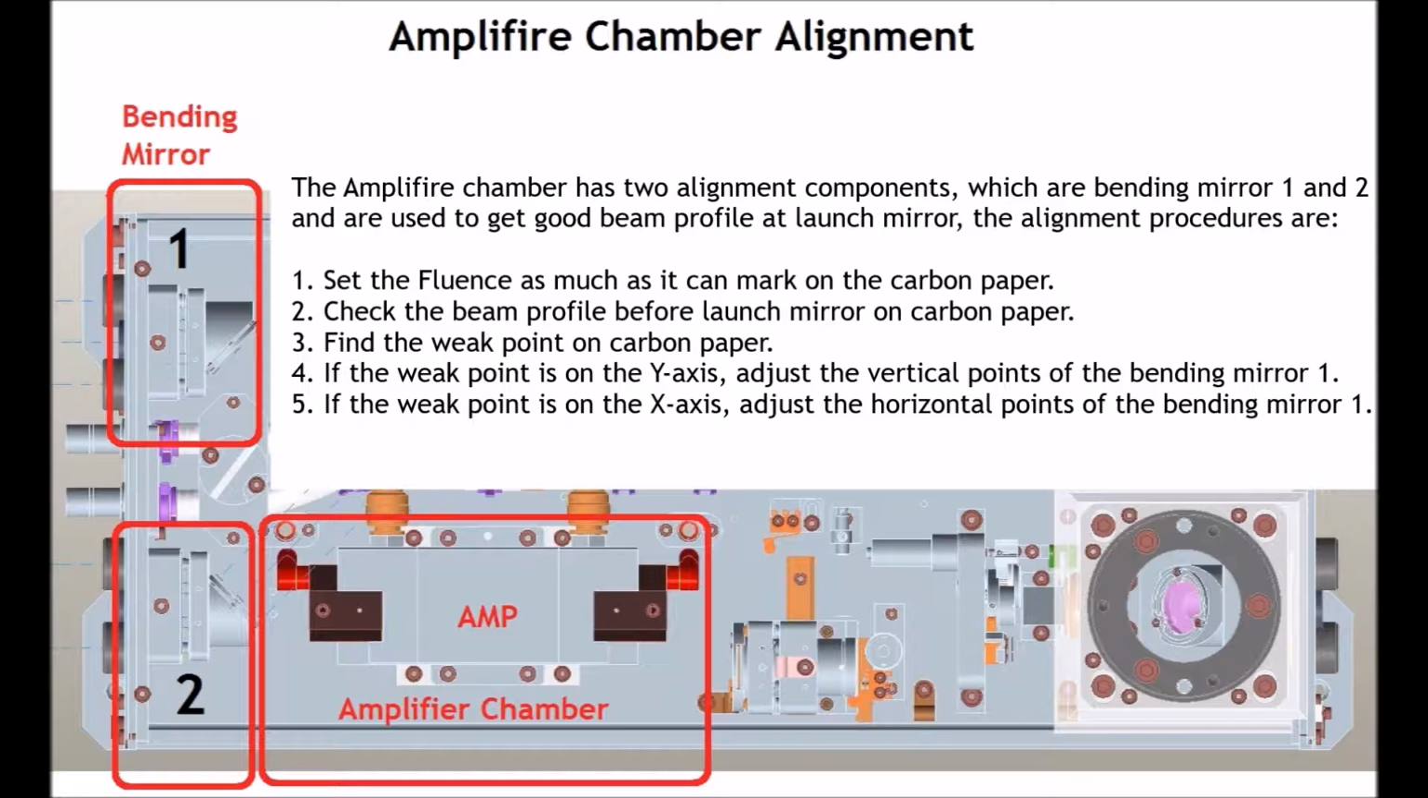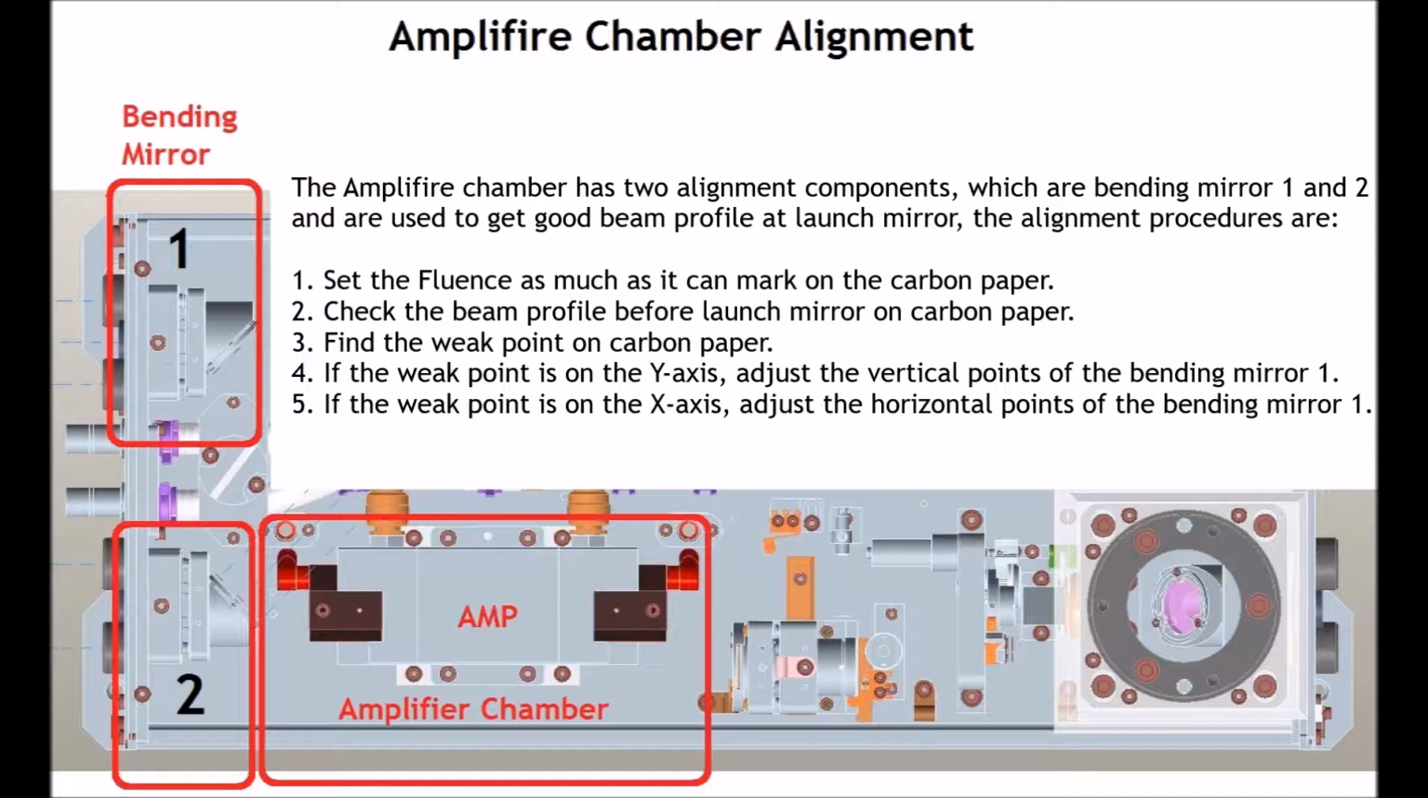2. Check the beam profile before launch mirror on carbon paper. 3. Find the weak point on carbon paper. 4. If the weak point is on the y-axis, adjust the vertical alignment points of the first bending mirror.